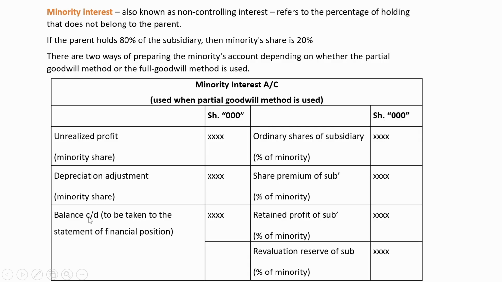So balance carried down normally will be on this side, and it will be taken to the statement of financial position under equity and reserves, the same place we are going to take the group retained profit. So this is the format you can use to find minorities' interest when partial goodwill method is used.